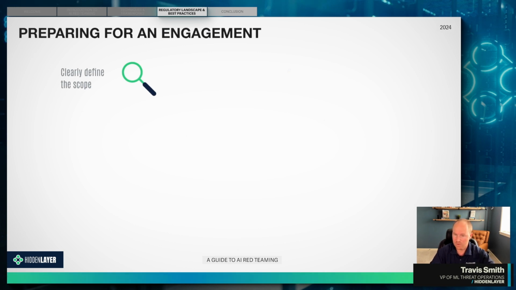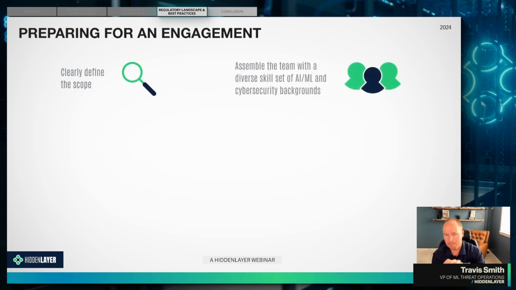You want to define, what are the techniques that we're looking at? What are the models that are there? What is your success criteria? Things like that. All of that needs to be defined before you go into that specific engagement as well.